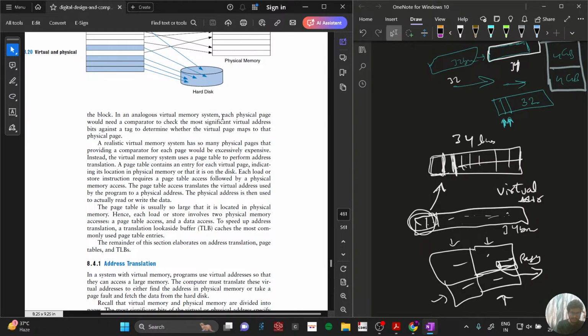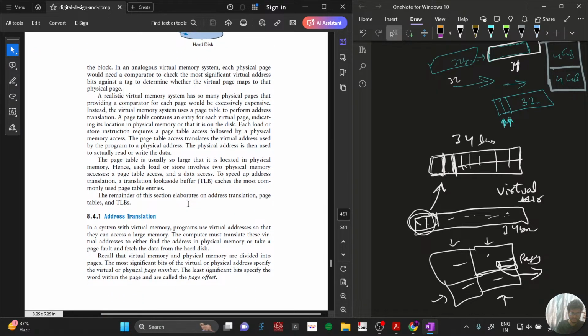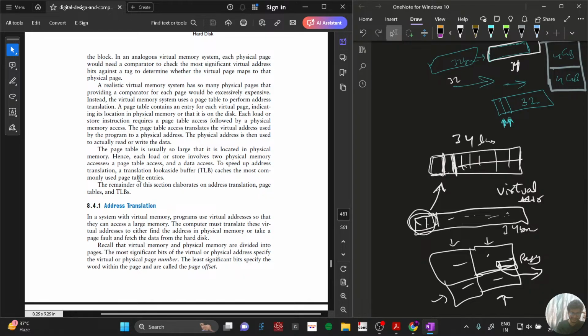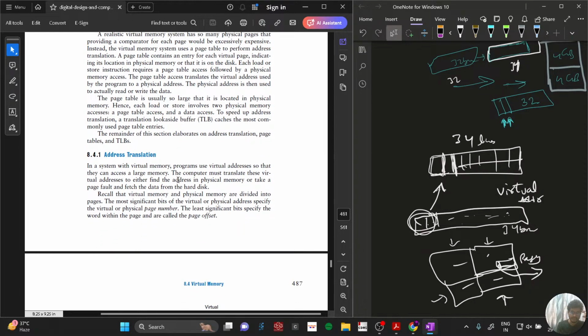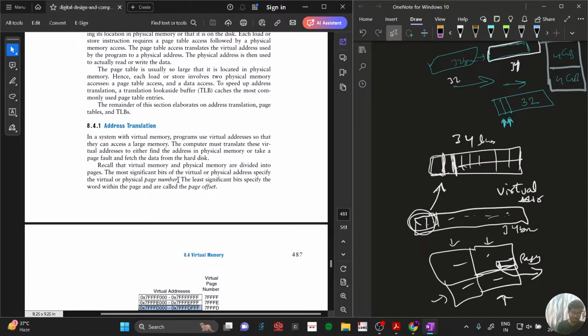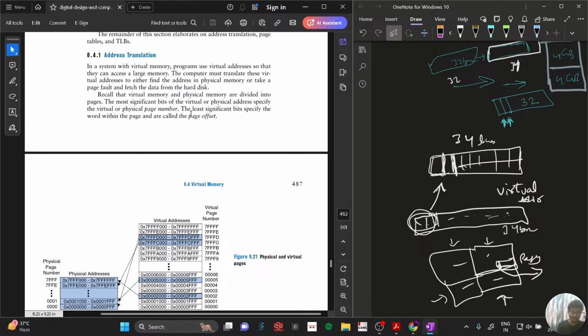In an analogous virtual memory system, each physical page would have a comparator. A realistic virtual memory system has so many pages that providing a comparator for each page would be excessively expensive. Instead, we use page tables, and to speed up address translation, we use a translation lookaside buffer, which caches the most commonly used page table entries. Caches are faster because they are made out of SRAMs. The remainder of this section elaborates on address translation, page tables, and TLBs.